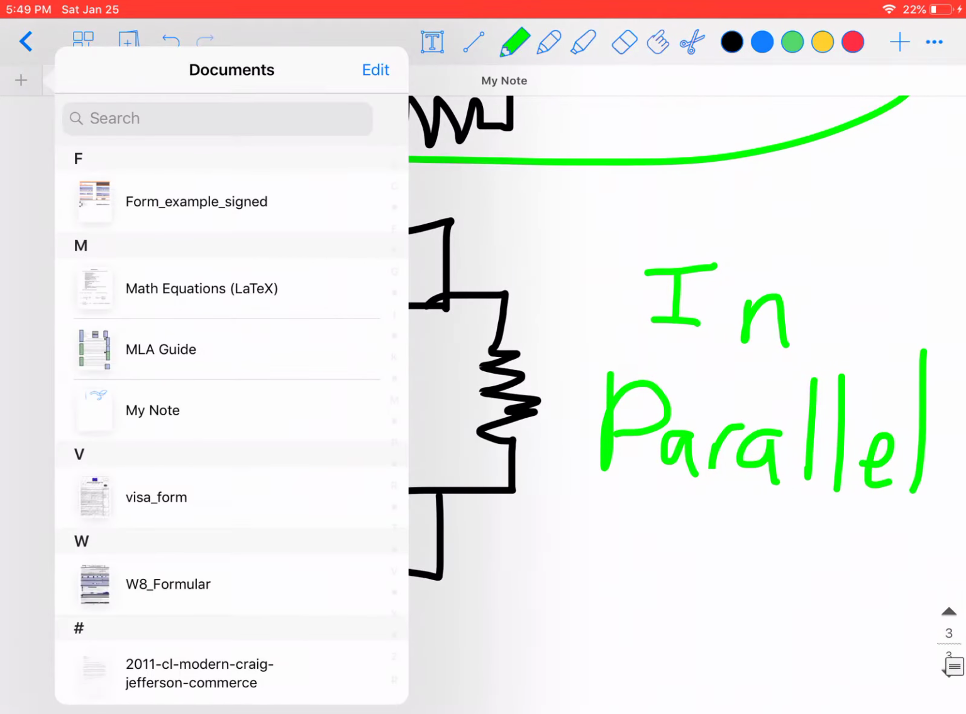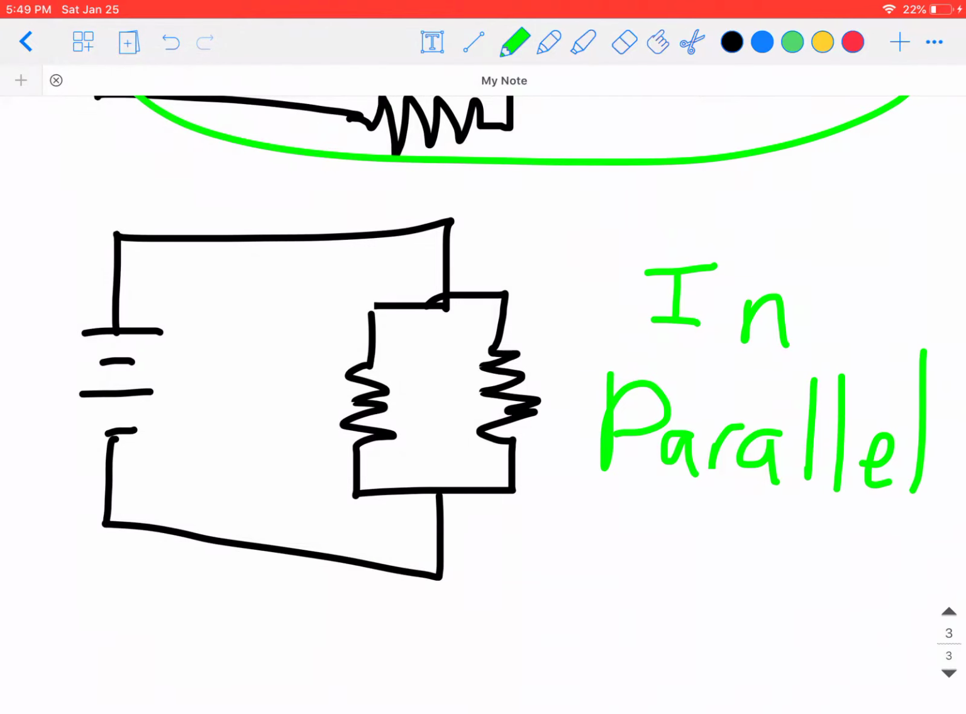If you look at it, let's see, nope, that's not right. How do you add a new page?